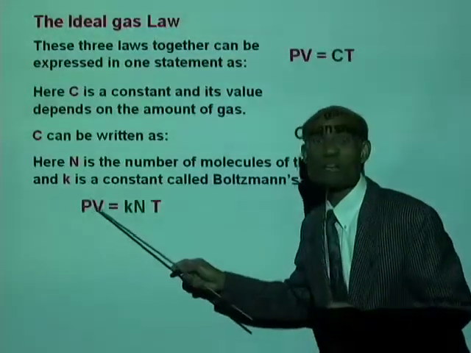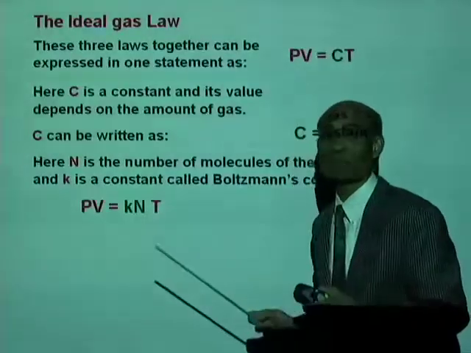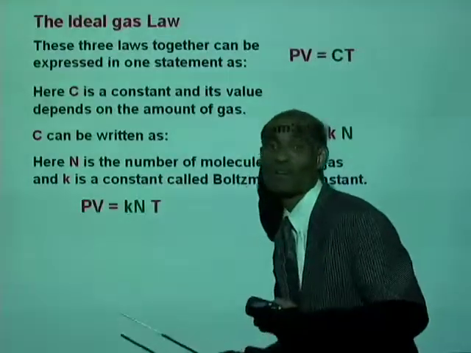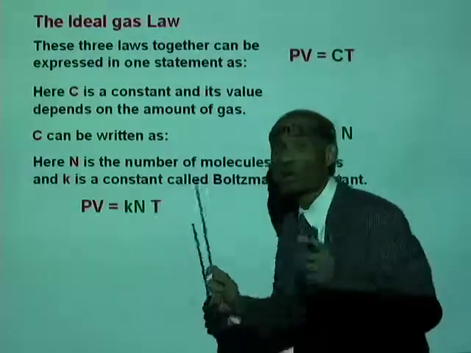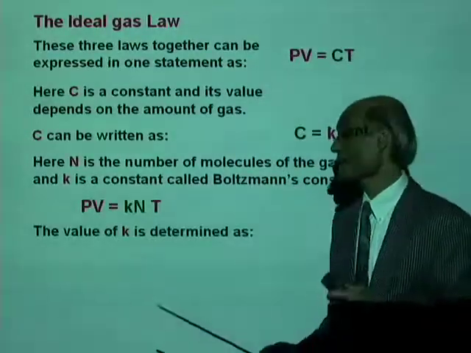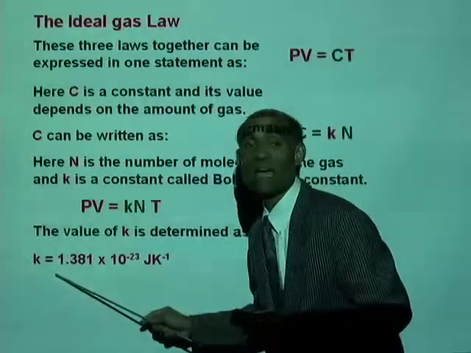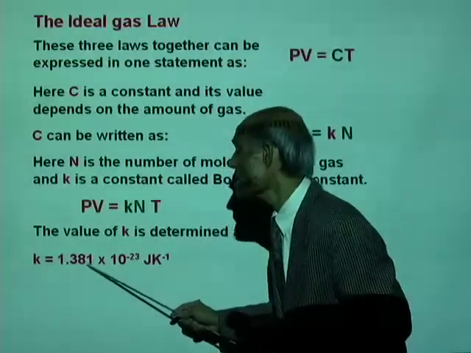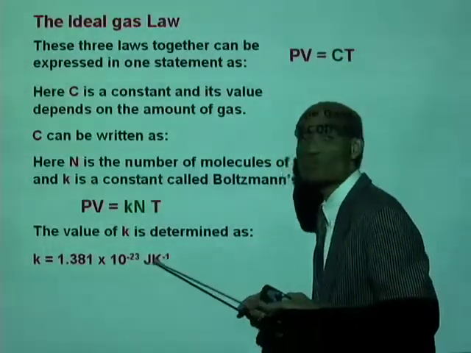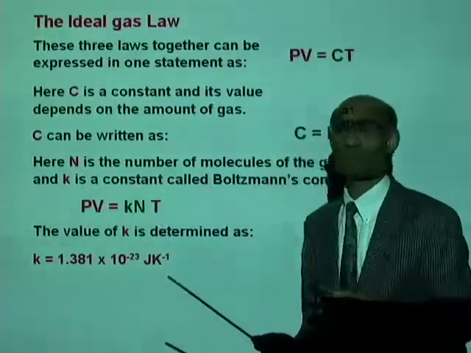That gives us PV equal to kNT. k is the Boltzmann constant. I will give you its value as we go on. N is the total number of molecules that you have taken in your sample for study. The value of k is determined as k equal to 1.381 times 10 to the negative 23 joules per Kelvin. That is the value of the Boltzmann constant.